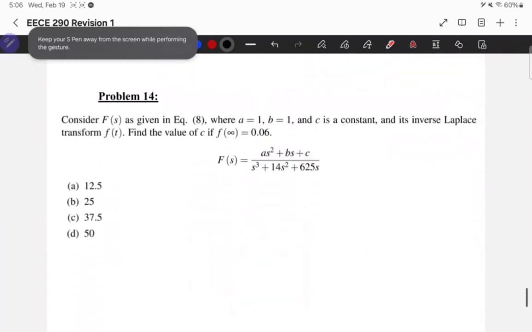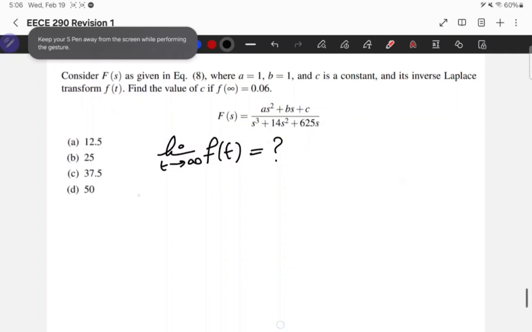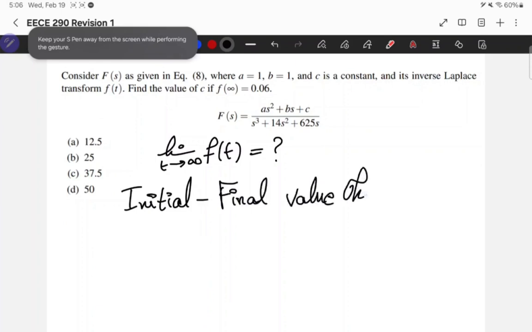Problem 14. I have f of s, and I need to find f at infinity. So basically, I need to find the limit as t tends to infinity of f of t. This is not included in the formula sheet. I need to know the initial and final value theorem, which is two parts, right? It tells you two things.